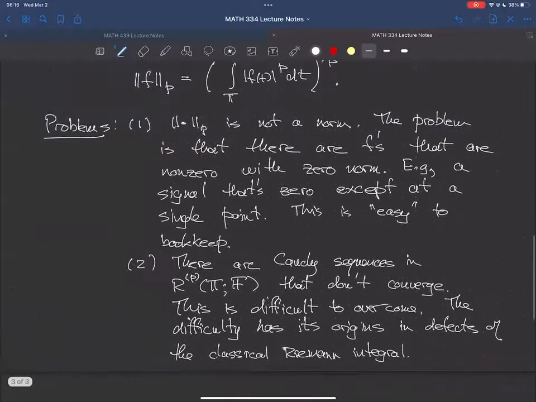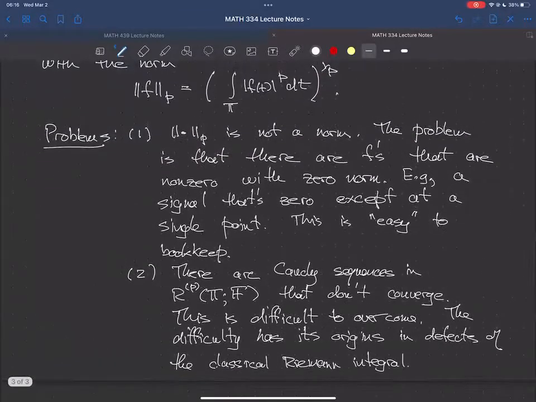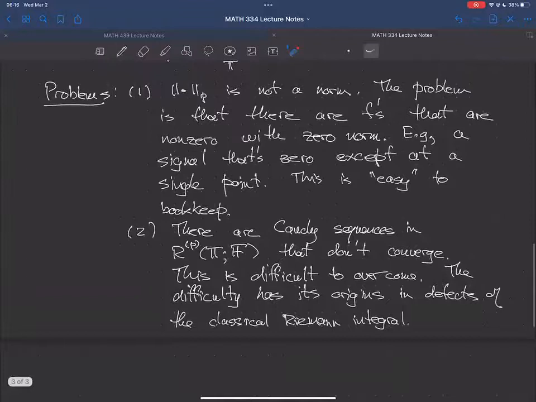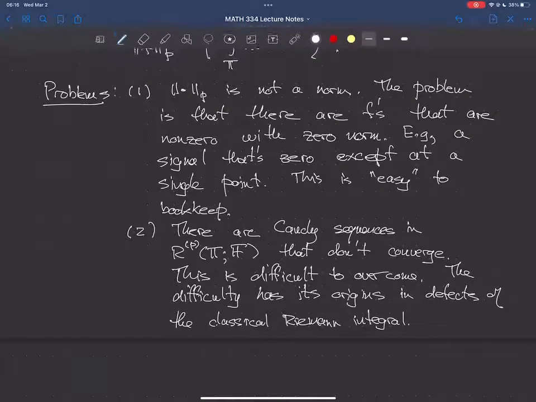All right. And so therefore what we're going to do is we're not going to use the classical Riemann integral. We're going to use a different notion of integral, and we're going to spend some time talking about that. So it's, I think, worth maybe saying a few words about what the objective here is.